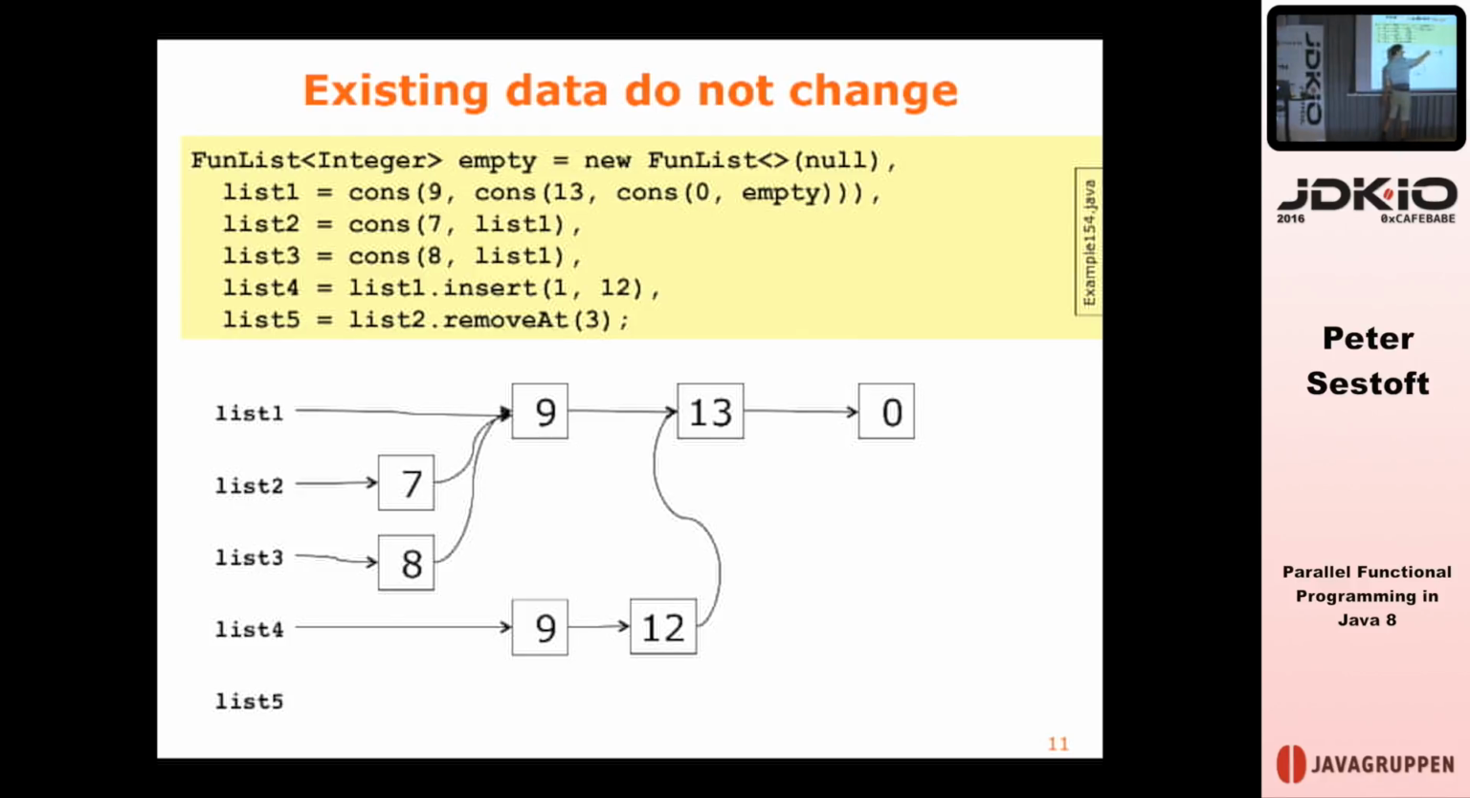We can't just change this pointer because, first of all, it's final, so we can't change it, but also it would destroy all the other lists. So we basically have to duplicate the elements here. So how on earth is this sort of thing, like list 1 insert, implemented, the one that inserted 12 here?